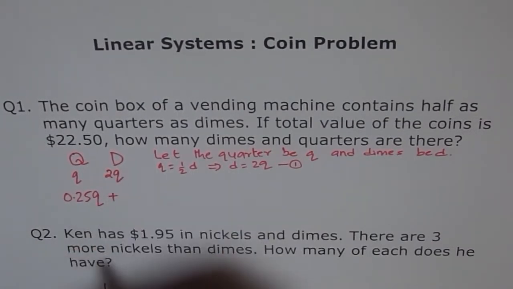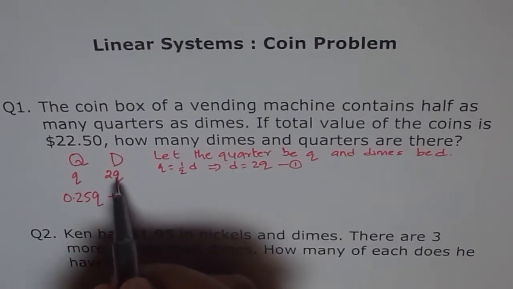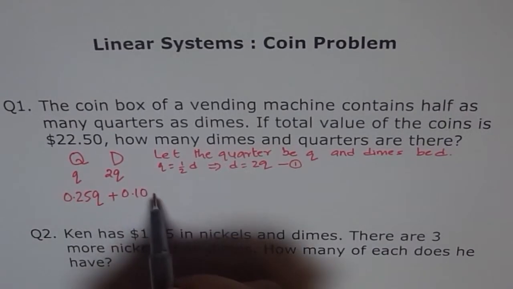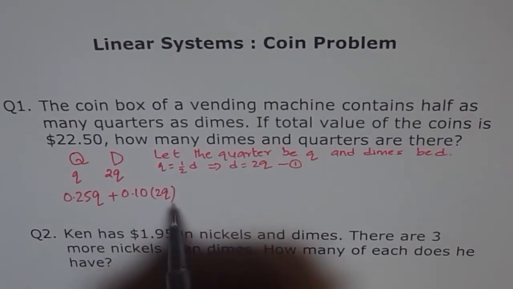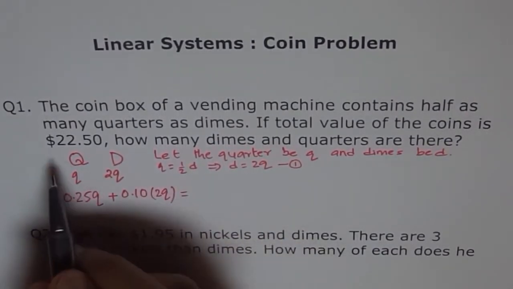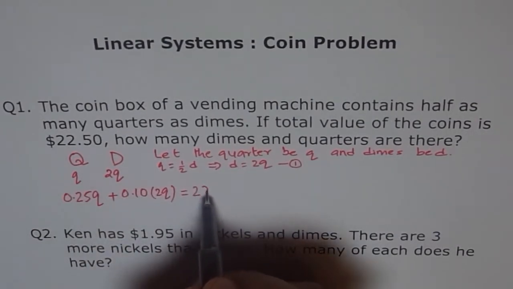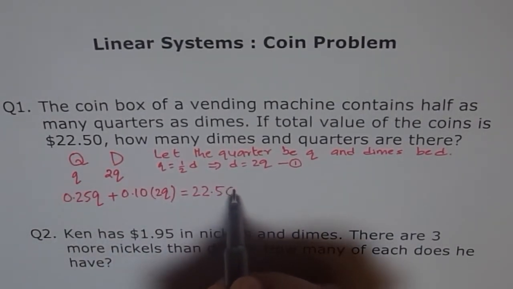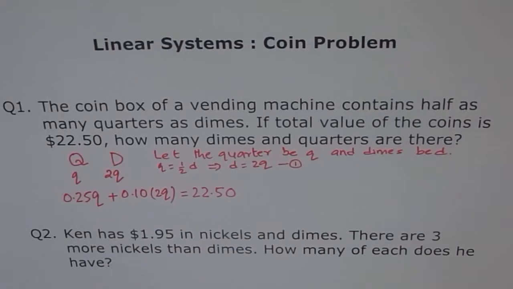And each dime is how much? Each dime is 10 cents. So 10 cents times the number of dimes. Number of dimes are how many? 2Q. So it is 0.10 times 2Q. And total value is how much? Total value is $22.50. Correct? So you get your linear equation in one variable.